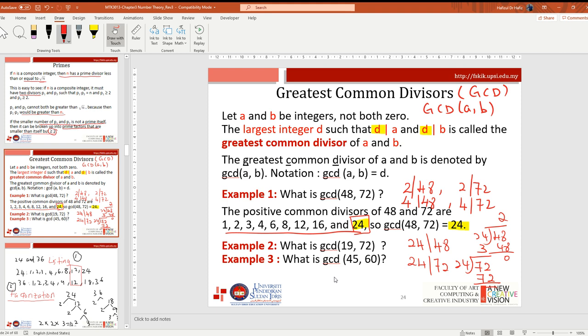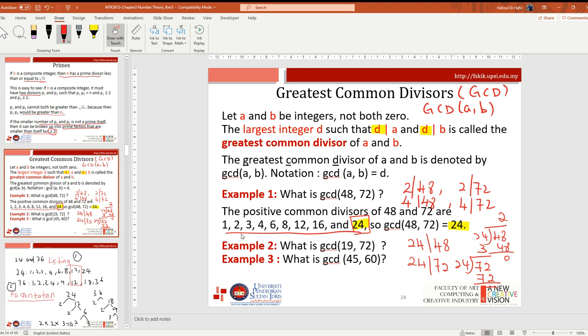Okay, this one is the greatest common divisor, GCD. The greatest common divisor is denoted by GCD(a, b), and the notation GCD(a, b) is equivalent to d. Okay, what is the GCD for 48 and 72? The positive common divisors for 48 and 72 are, this one we list out.